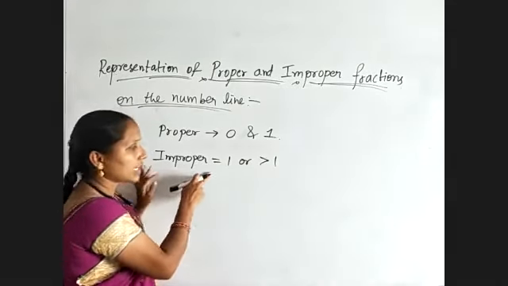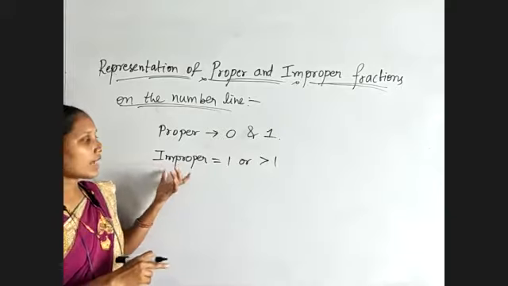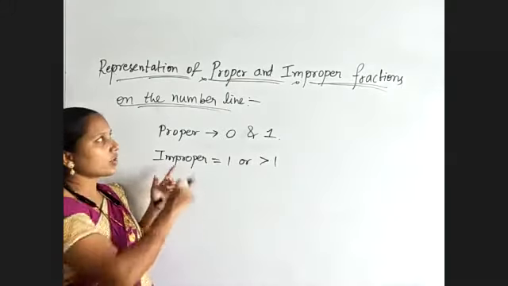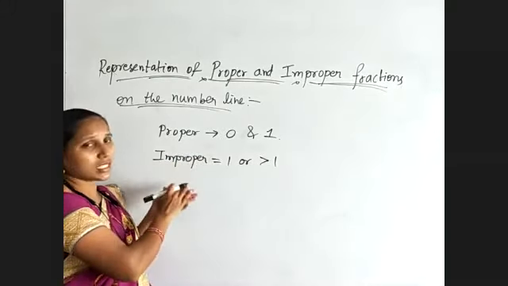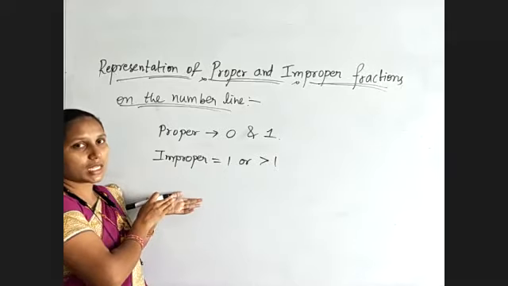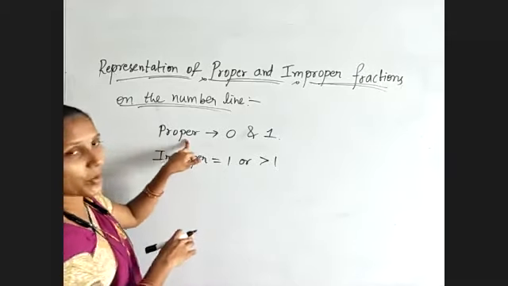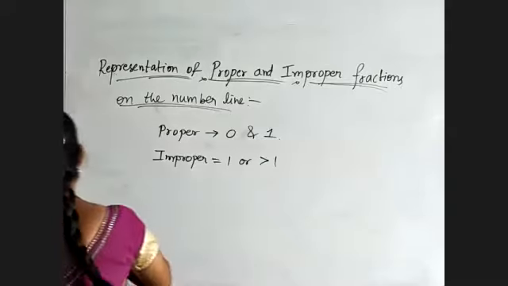So whenever you are getting improper fractions, try to convert them into mixed fractions. So improper and mixed fractions both are same. How we are representing on the number line, that is same. And unit fractions, proper fractions are same. So now observe here.